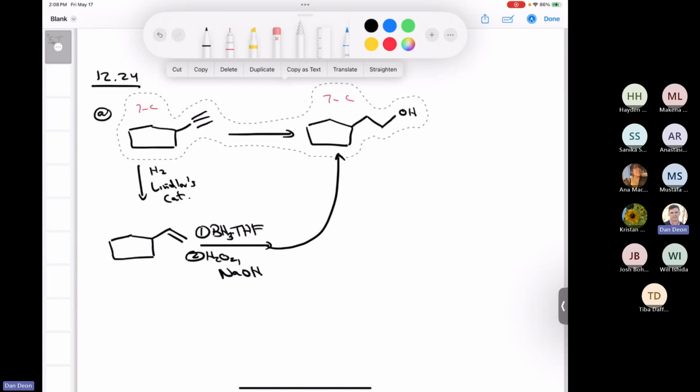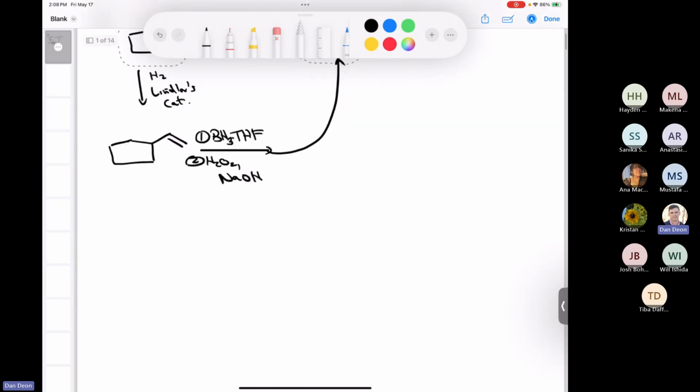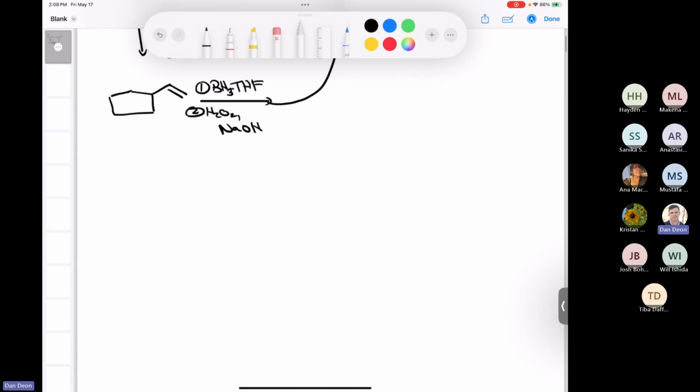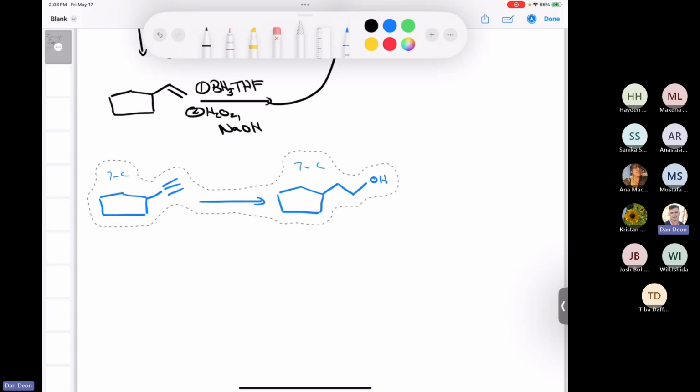So I'll just copy this and let's see if we can come up with another way. I'm going to do this one, we'll change the color, in blue, okay? So I would say another way that you could do this would be to use 9-BBN. So if you use 9-BBN, that would give you an enol, right? It gives you an anti-Markovnikov addition of water across the triple bond, which tautomerizes to give you an aldehyde.